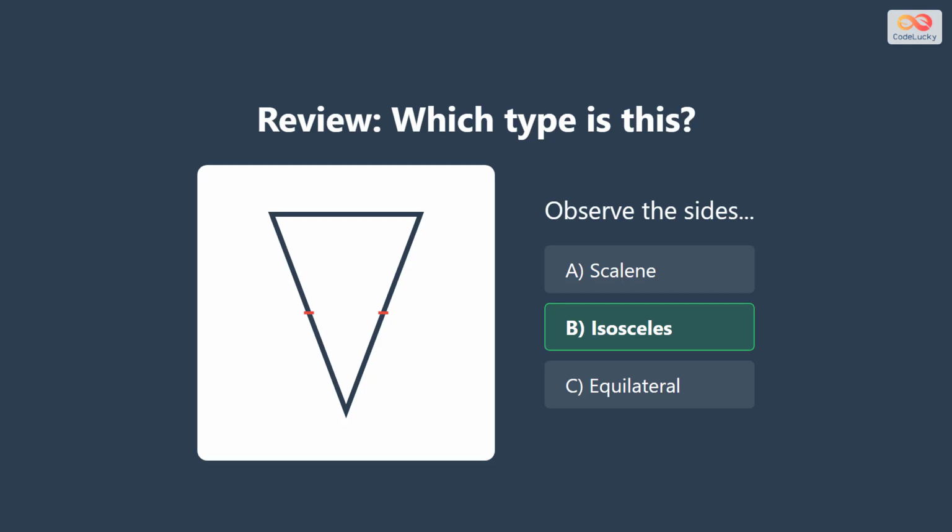Let's practice. Look at this triangle. It has tick marks on two of its sides, but not the bottom one. Since it has two equal sides, this is an isosceles triangle.